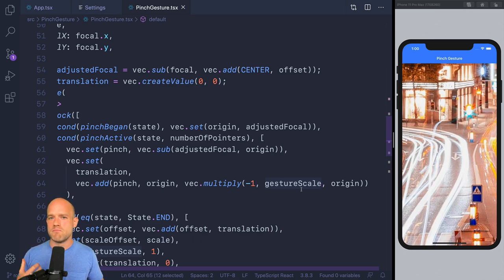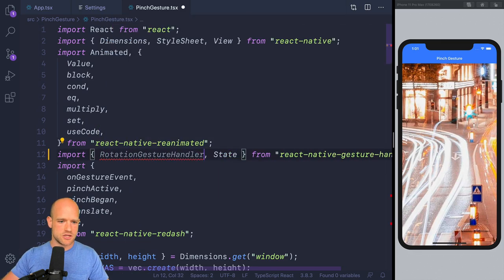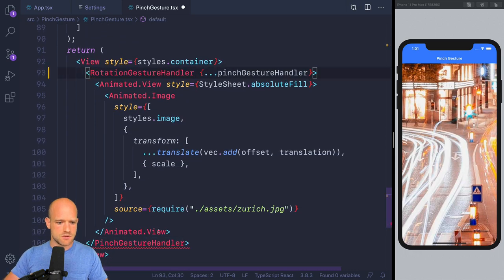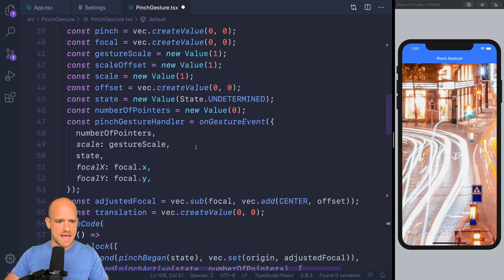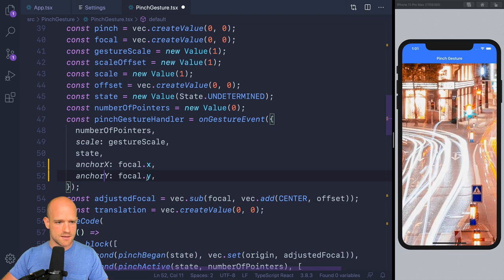What about maybe a little bit more complex transformation, the rotate transformation? So here we are gonna replace the pinch gesture handler by the rotation gesture handler. The API is very similar. So I'm gonna use this component here. And focal X is called anchor X. Focal Y is called anchor Y.